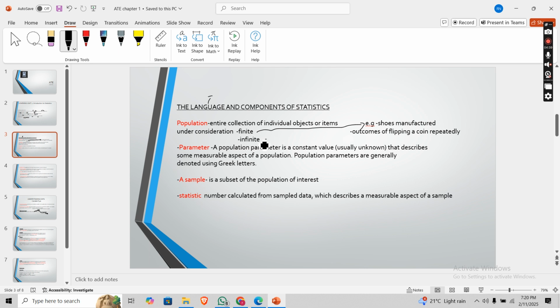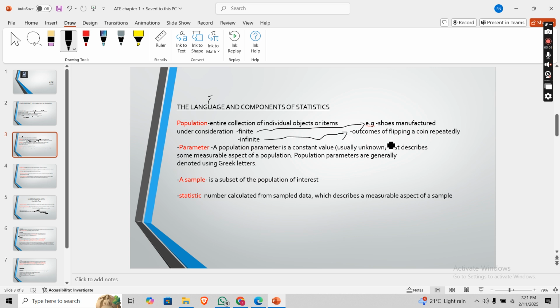Also, I said the population can be infinite. So what's an infinite population? An infinite population is a population that is uncountable. An example would be the outcomes of flipping a coin repeatedly. As you flip a coin repeatedly, new data keeps coming up, so this data has no end, so we call it infinite.